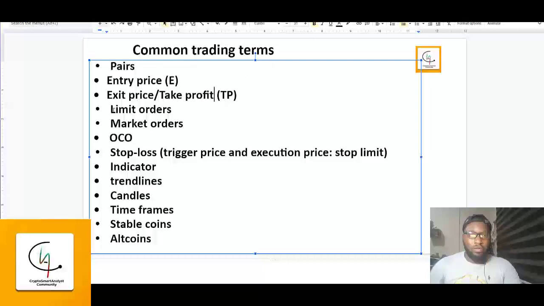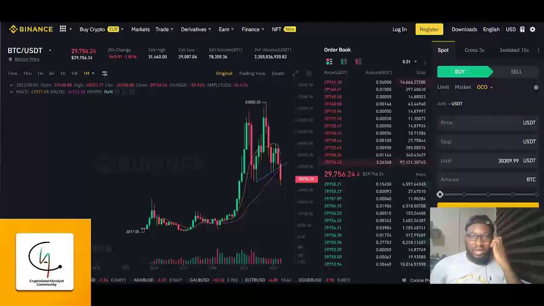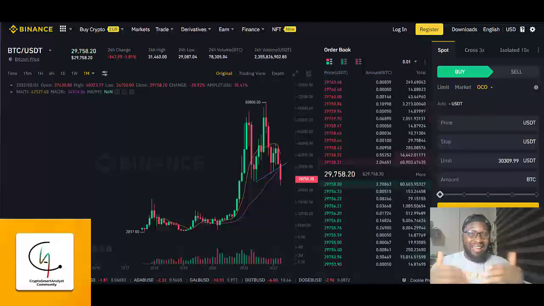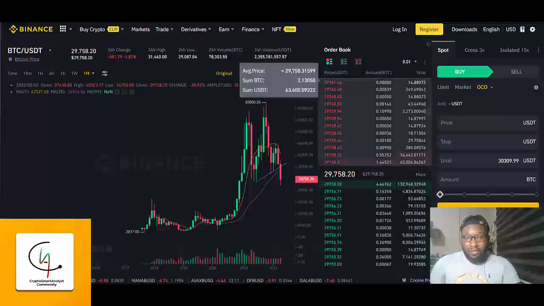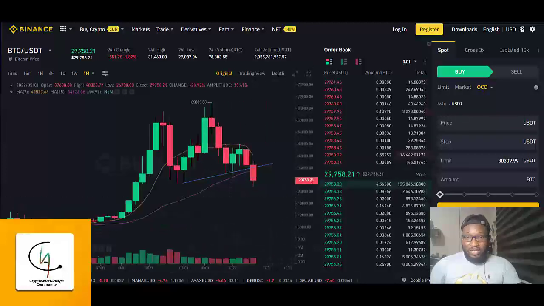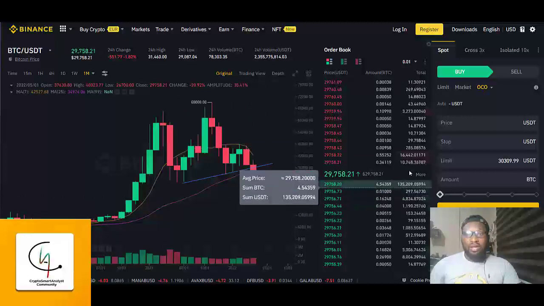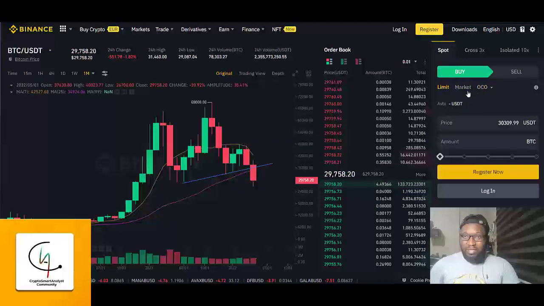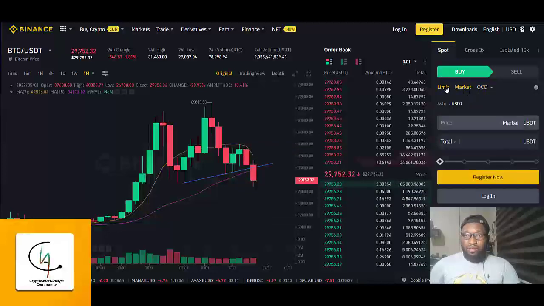So the next one we're going to talk about is limit order. There are two types of order basically. We have limit order, we have market order. Limit order allows you to buy at the price you desire to buy. Let's say the current market price for Bitcoin is at 29,758. If you come to Binance, you see the tab. We have limit and we have market.